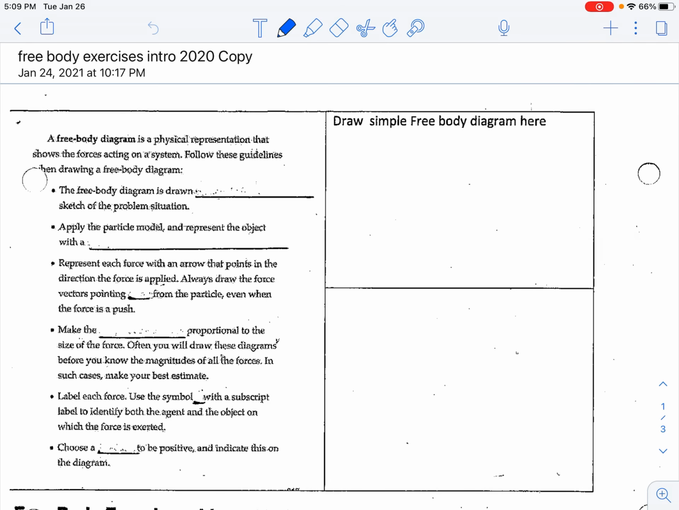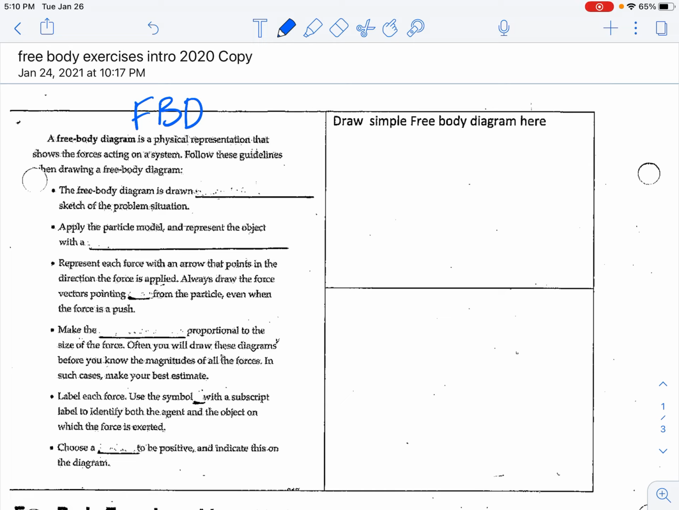Hi class, Mr. Soule here, and I wanted to give you an opportunity to see the notes that we took Thursday in class on these diagrams that are called free body diagrams, or FBD. FBD, you'll be hearing that term a lot. That stands for free body diagrams.